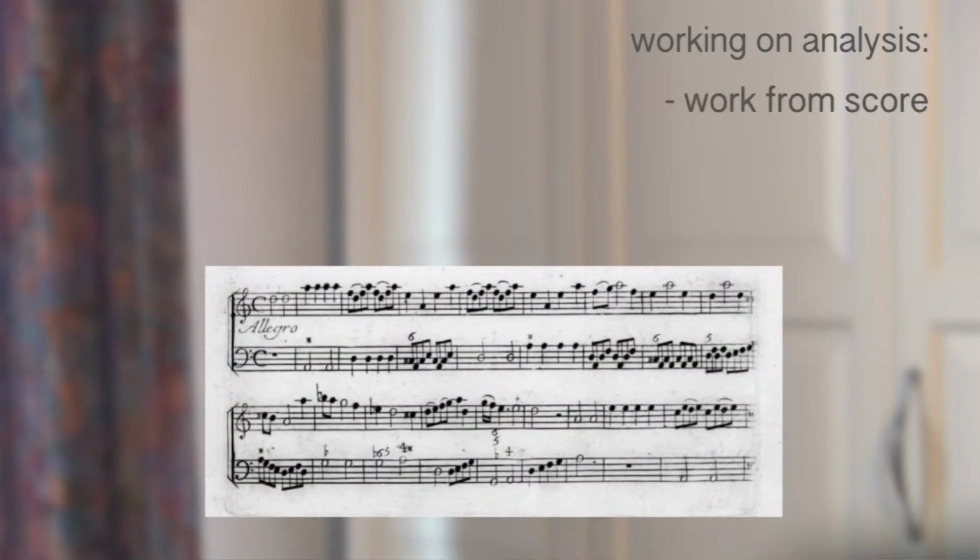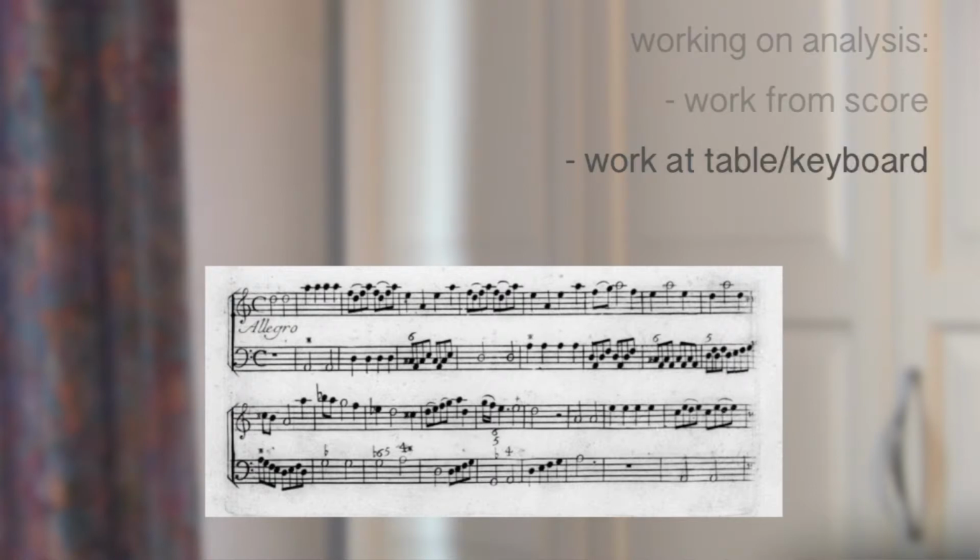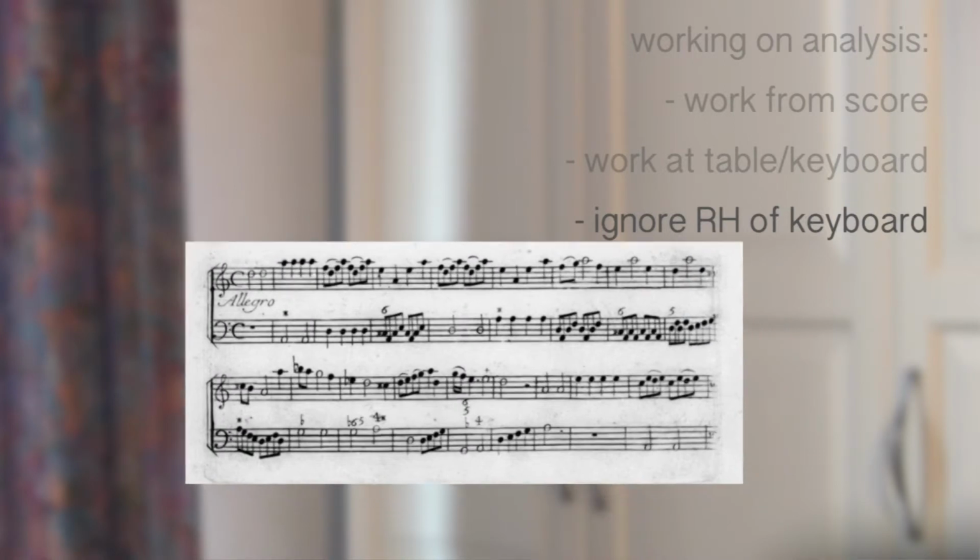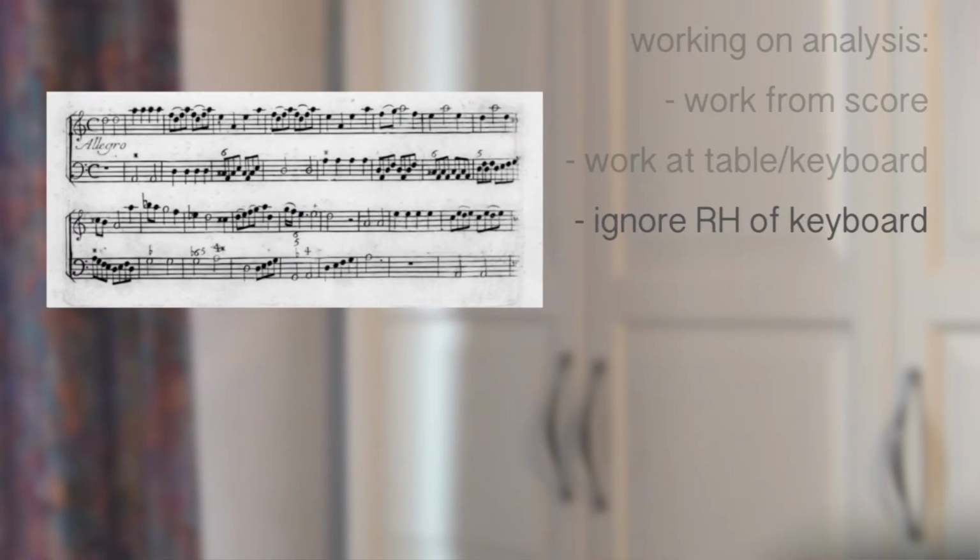Whenever you work on analysis, it is important to work from the score. Sit down at a table, or better yet, at a keyboard. Always make sure to ignore the right hand of the keyboard in the score, since this is the publisher's idea of how the basso continuo should sound. Simply play the solo part and the bass part together, and you have a complete idea of the occurring harmonies.